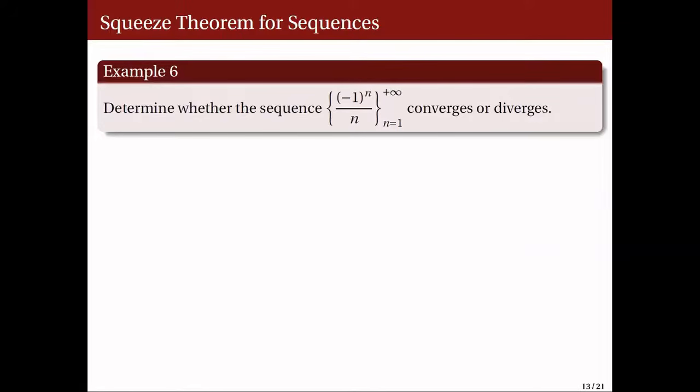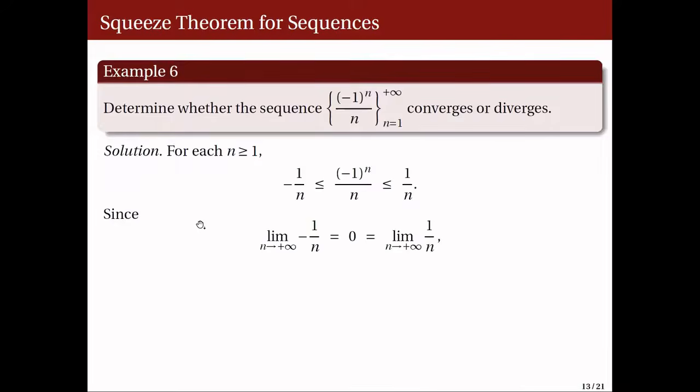In this next example, let's determine whether the sequence of terms (-1)^n over n, with n ranging from 1 to infinity, converges or diverges. If we want to use the squeeze theorem, we must find two terms we can use to sandwich the terms of our sequence. So for each n greater than or equal to 1, (-1)^n is either -1 or +1, which means (-1)^n over n is between -1 over n and 1 over n.